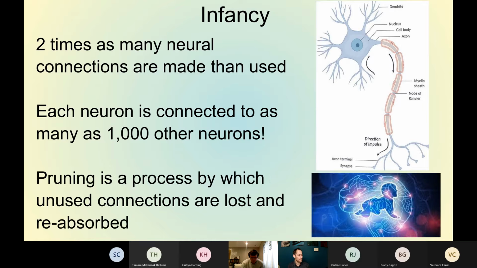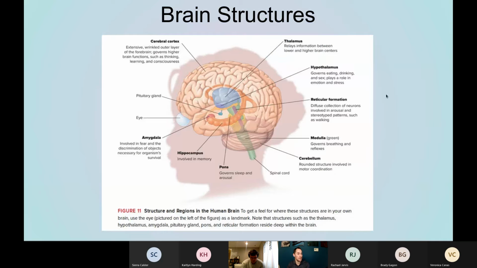on those networks. So pruning is what we call the process of those dendrites or axon branches being reabsorbed. Kind of like pruning a tree, you're cutting off that branch or you're reabsorbing that branch. So it's not used anymore, or if it's not being used.